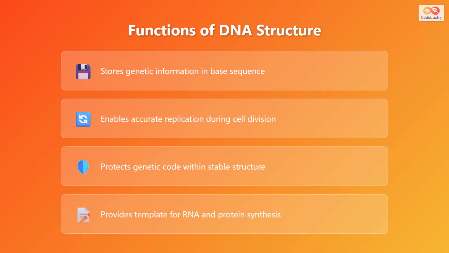The double helix structure of DNA serves several critical functions. First, it stores genetic information in the sequence of the 4 bases along the strand. Second, the structure enables accurate replication during cell division. When cells divide, each strand serves as a template to create a new complementary strand. Third, the double helix protects the genetic code within a stable structure, with the bases tucked safely inside and the strong sugar-phosphate backbone on the outside. Finally, DNA provides a template for RNA and protein synthesis, which is how genetic information is expressed in living organisms.